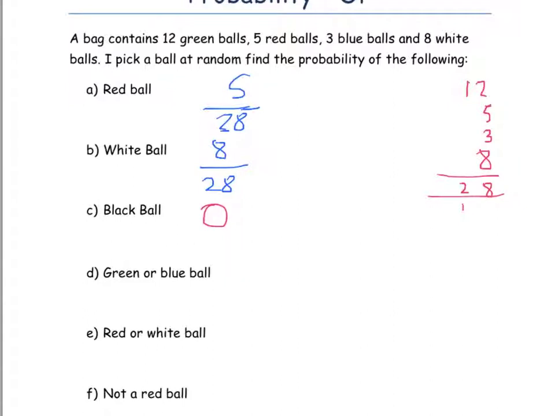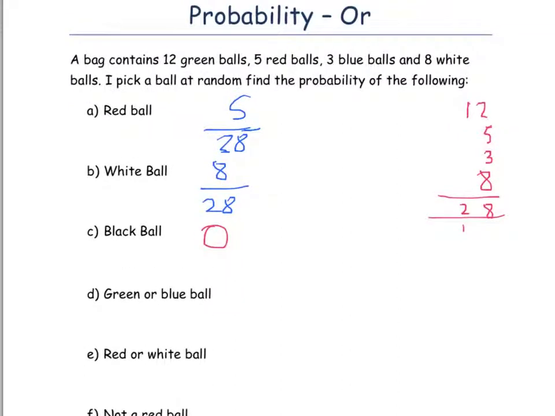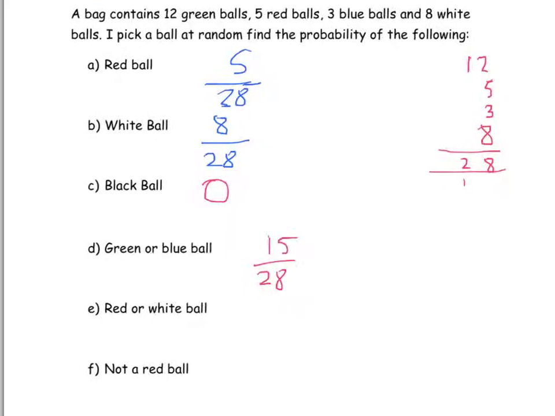But a simpler way of doing that is to think, well, how many green and blue balls are there in the bag altogether? Well, it's 12 green balls and 3 blue balls. Well, that's 15 balls altogether. 12 add 3. So the probability of getting green or blue is 15 out of the 28 balls, because 3 add 12 is 15.